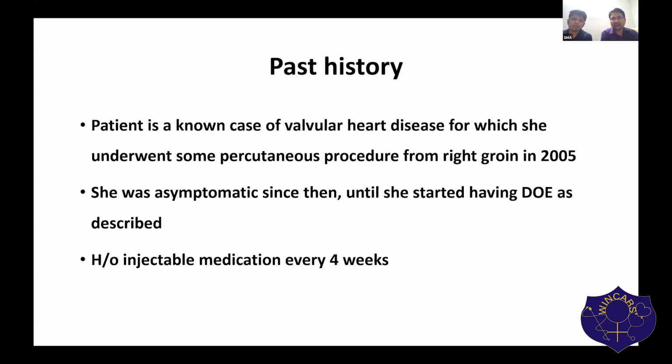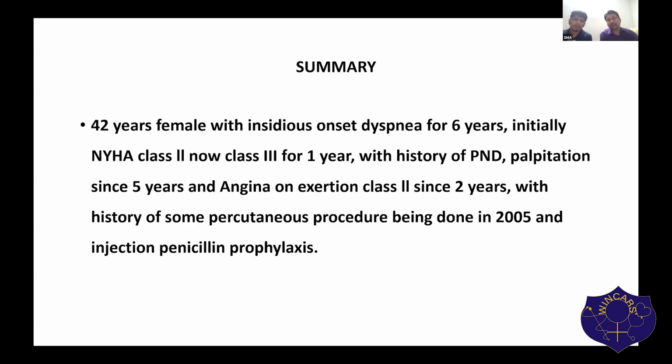And coming to the past history, the patient is a known case of valvular heart disease for which she underwent some percutaneous procedure in 2005. She was asymptomatic since then. Thereafter, she was advised to take some oral medication and injectable medication every 4 weeks.